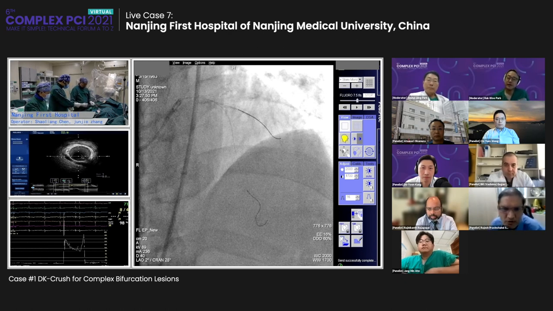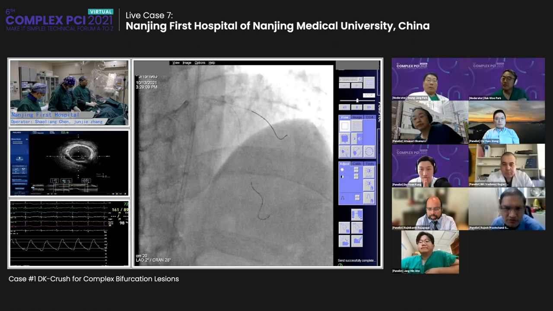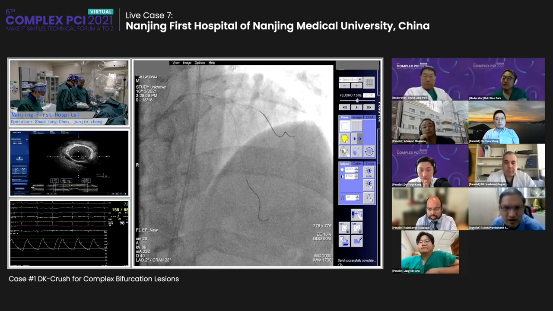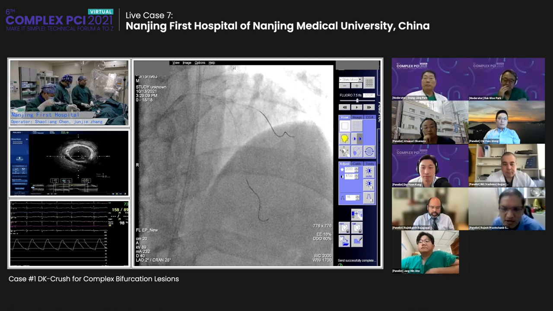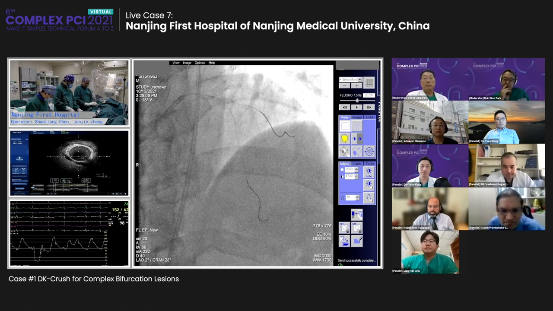Great. Chen, would you consider using one of the scoring balloons? Because then you won't have to go so high and the dissection will be a bit more controlled. These kind of calcified lesions, I always use Score Flex or one of those, or even the Boston Scientific's Wolverine, to try to open it up nicely before you put in the stent, because there's a lot of stents in that bifurcation area. Yeah, I fully agree.